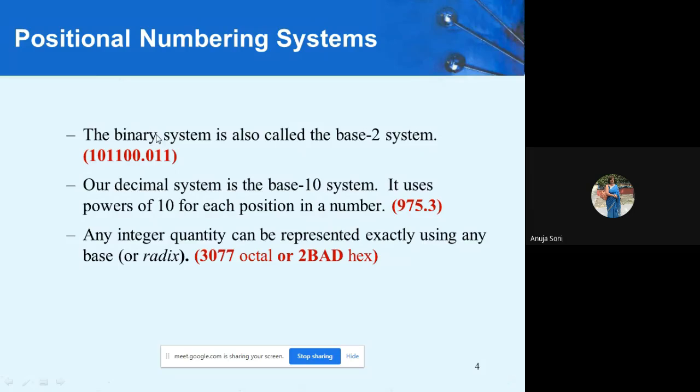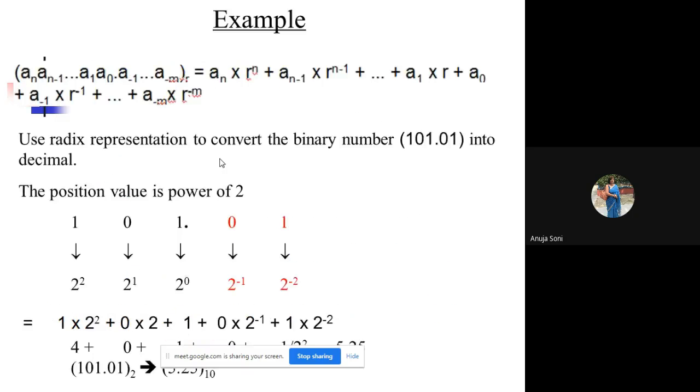This 0 needs to be multiplied by r to the power minus 1, and the value of r is 2. So 0 needs to be multiplied by 2 raised to the power minus 1, then 1 needs to be multiplied by 2 raised to the power minus 2, and so on. This will result in your decimal number.